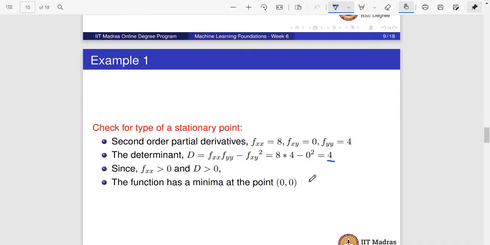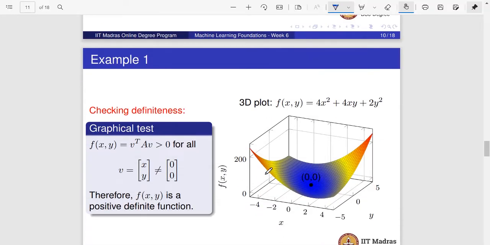at point (0,0). If we see this graphically, the function will look like this. Okay, so it has a positive curvature on both the axes, in the x direction as well as in the y direction. So you can see the point (0,0) is at the middle of the small bowl shape, and that's why this is a minima.